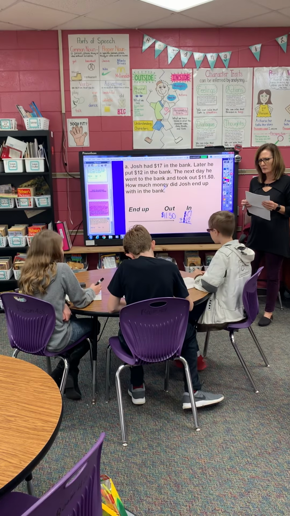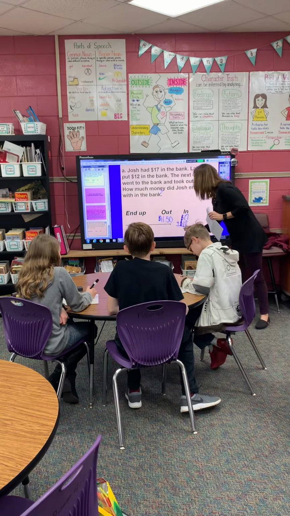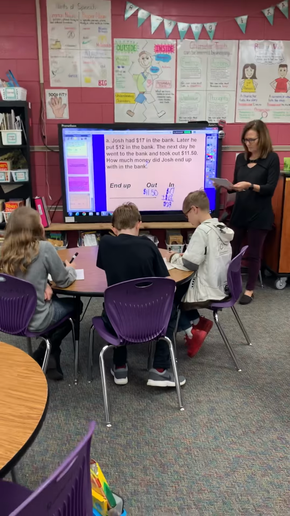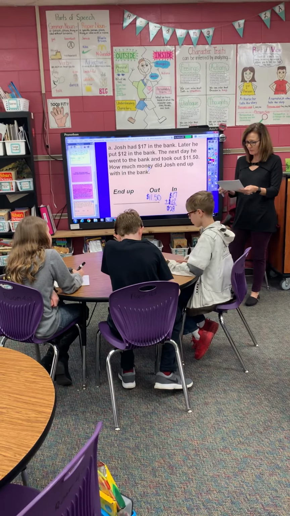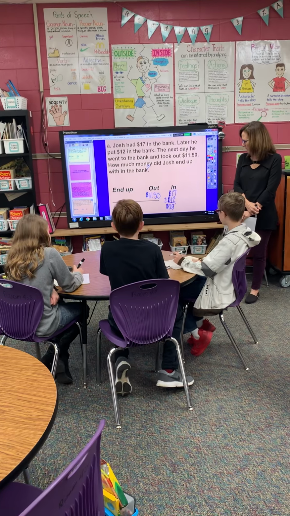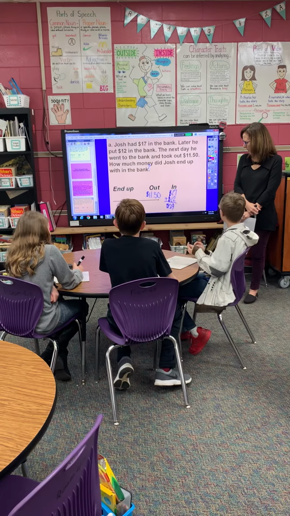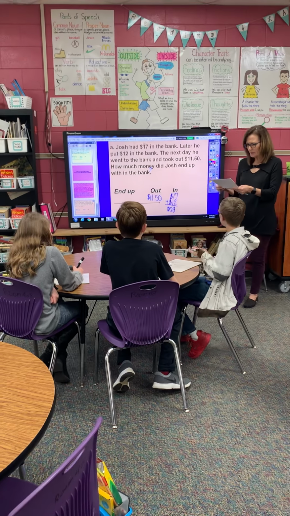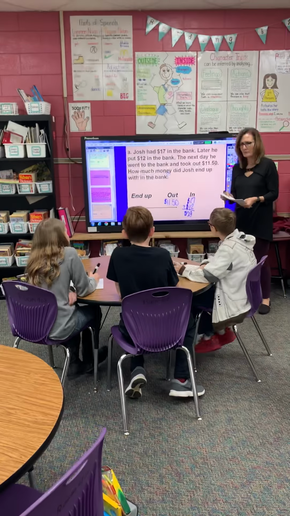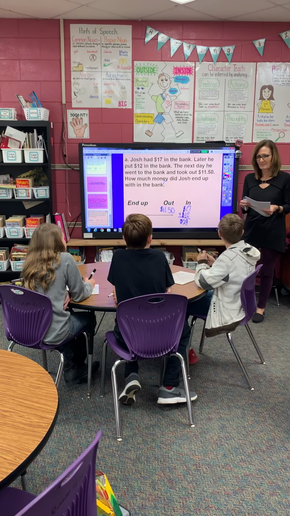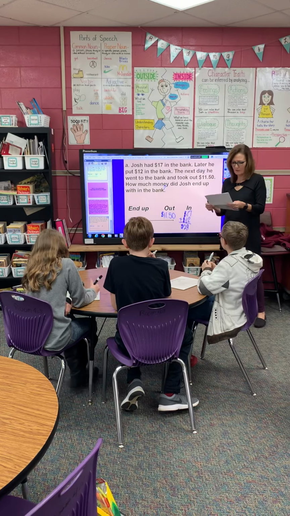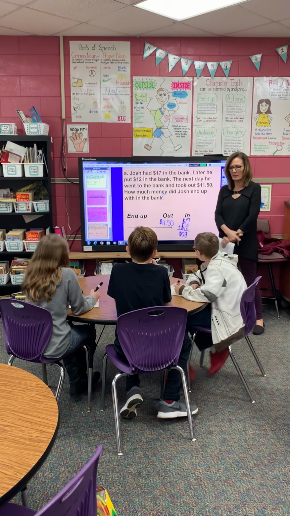What is the total? 29. Yes. Now that we have two numerals in the number family, we can figure out the other number. What is missing, a big number or a small number? Small number. How do we find a missing small number? Subtraction. Okay, say the subtraction problem. $29 minus $11.50. Very good. Okay, so subtract to figure out how much money Josh ended up with in the bank.